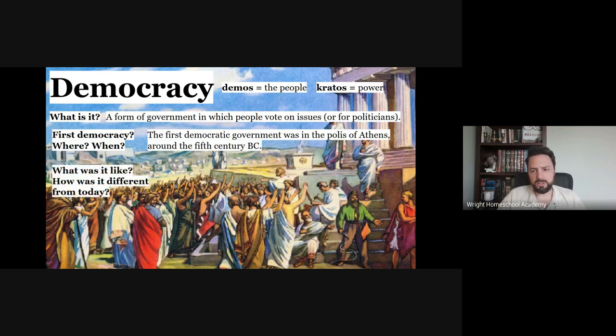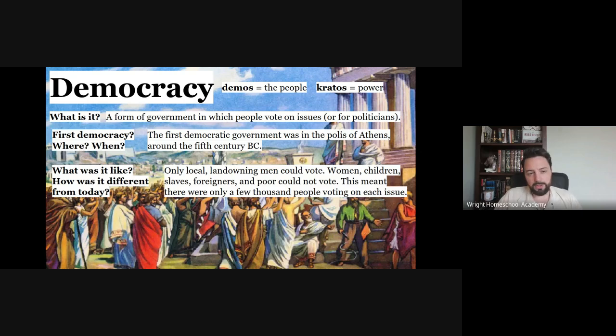So what was their democracy like, and how is it different from what we call democracy today? Well, one thing I've already mentioned is that they all gathered together and voted on the issues rather than voting for politicians like we do today. But there were some other key differences as well. For example, only local land-owning men could vote. So local meaning you were born there, you were from there, you could trace your family roots to that city-state. You were not a foreigner or an immigrant or a newcomer. And you were a man, not a woman, a child, a slave, or anything like that.